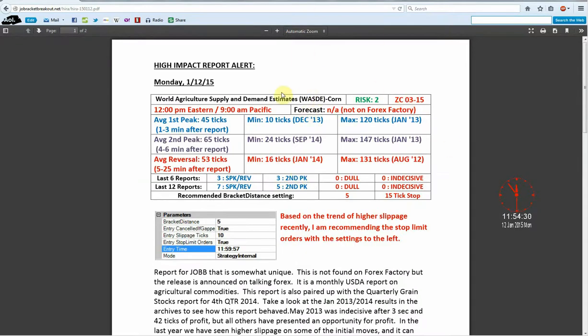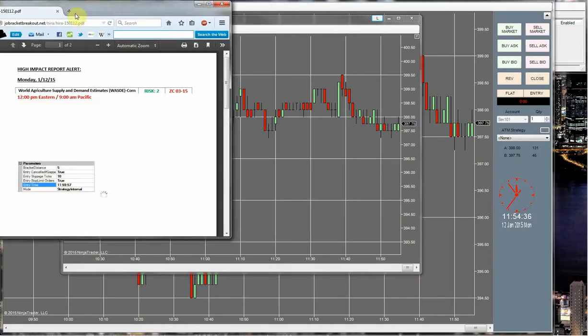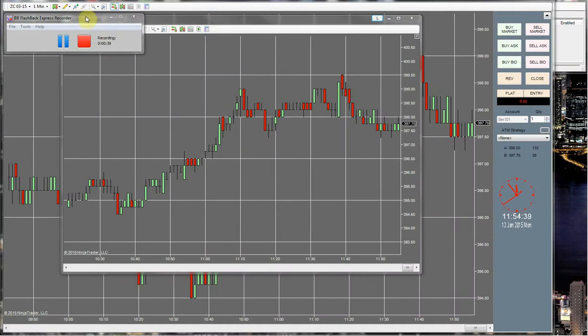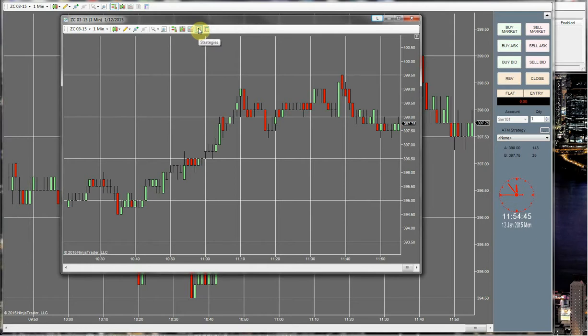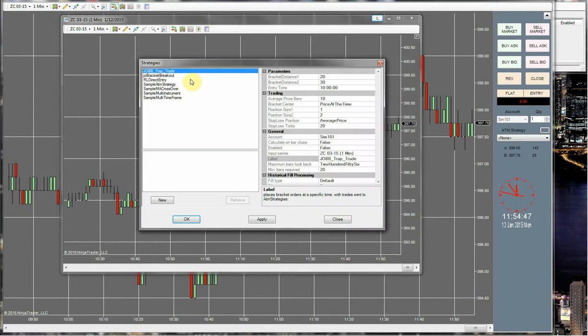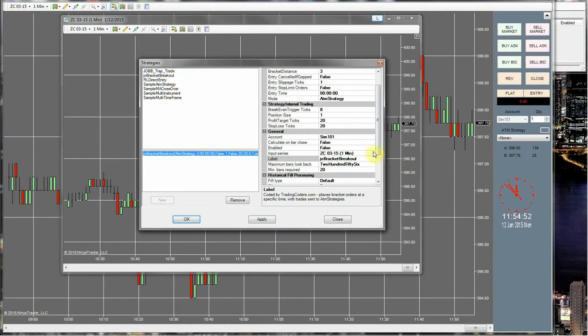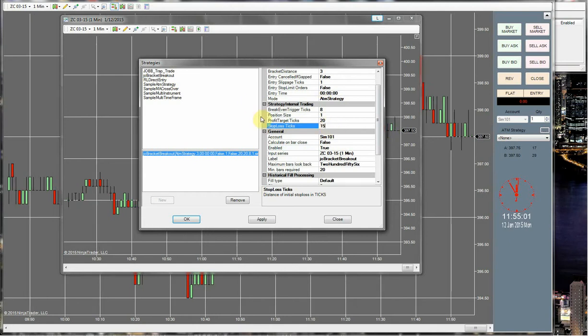Okay, as you guys can see here, the World Agriculture Supply and Demand Estimates actually comes out at the same time as grain stocks. So we're going to go ahead and set up here. We have the ZC. We can go ahead and click strategies here. Check enabled. For the stop, they're recommending a 15. This tends to be a very large moving trade.